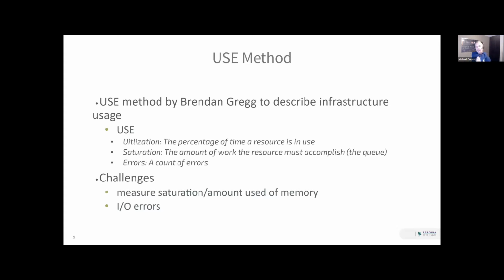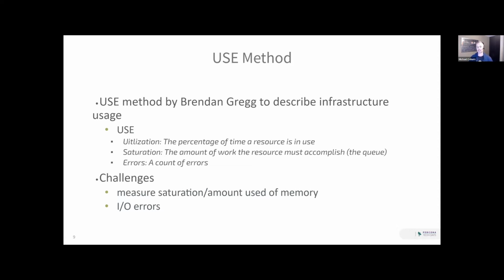Okay, so a quick background. The USE method is based on Brendan Gregg, who's done a lot of infrastructure related work. He's been at Netflix for quite some time, and he's been quite published around his activity on profiling of infrastructure. Okay, USE, the acronym, stands for utilization, saturation, and errors.